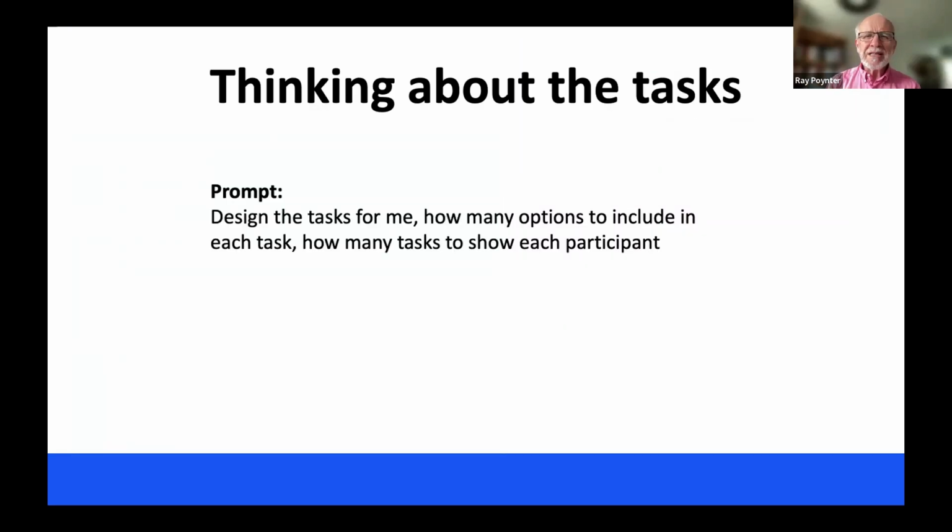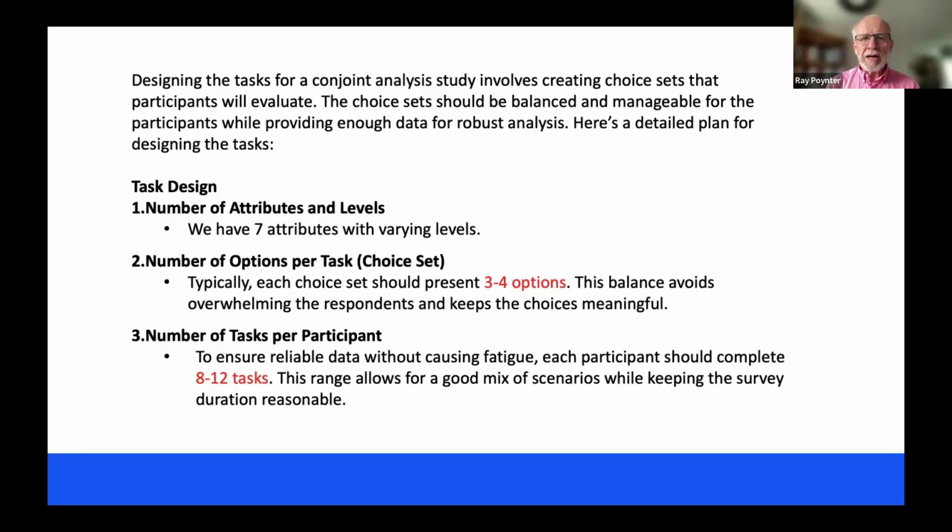I then want to ask it things like how many tasks. So how many options to include in each task, how many tasks to show for each participant. It comes back with some ideas, and what you'll see on the screens that I'm showing you is I've highlighted occasional things in red. I'm not expecting you to read the whole screen at the speed I'm talking about, but the things that pop up in red are worth having a look at.